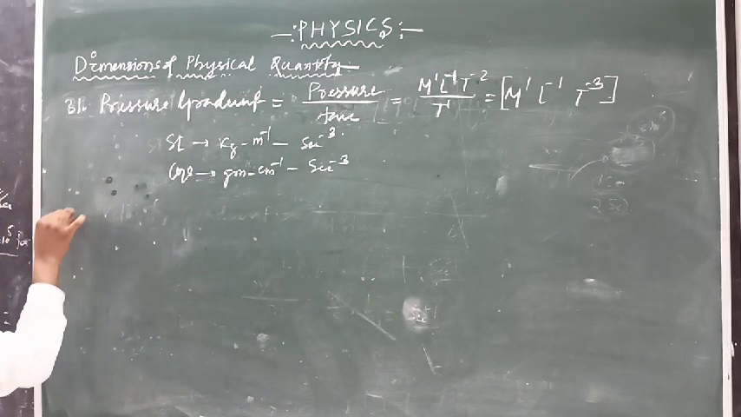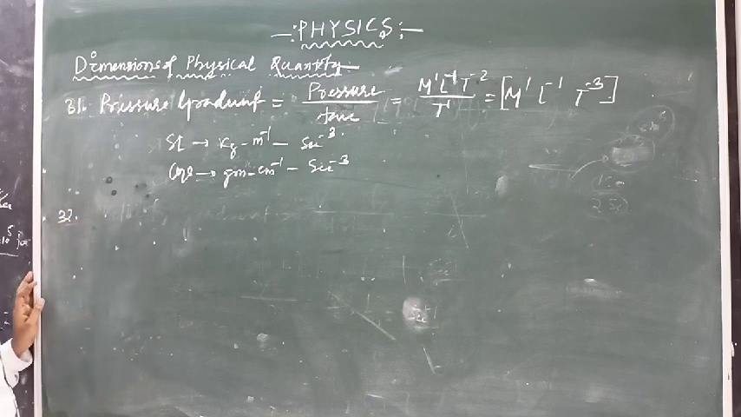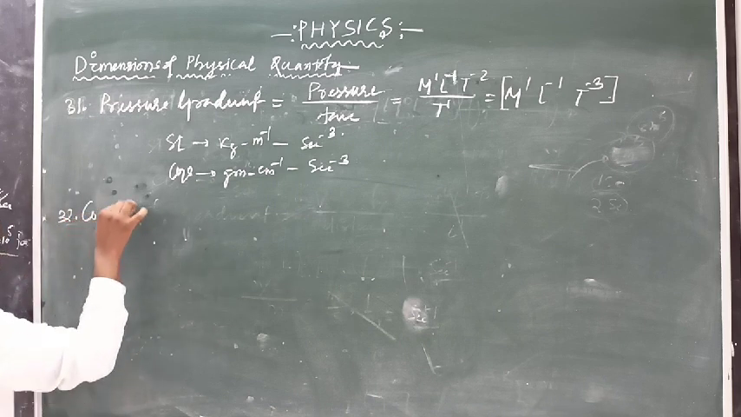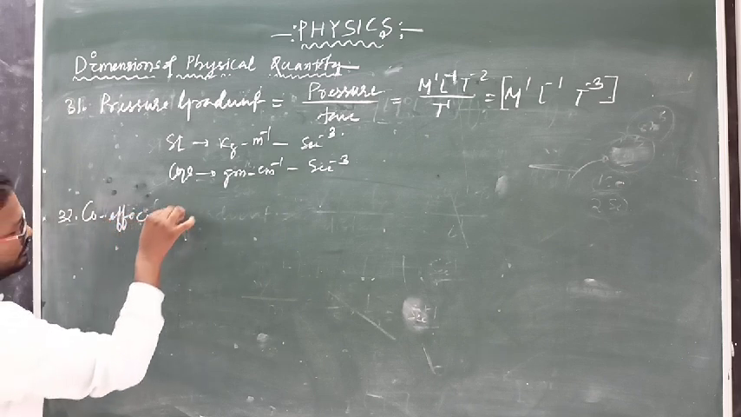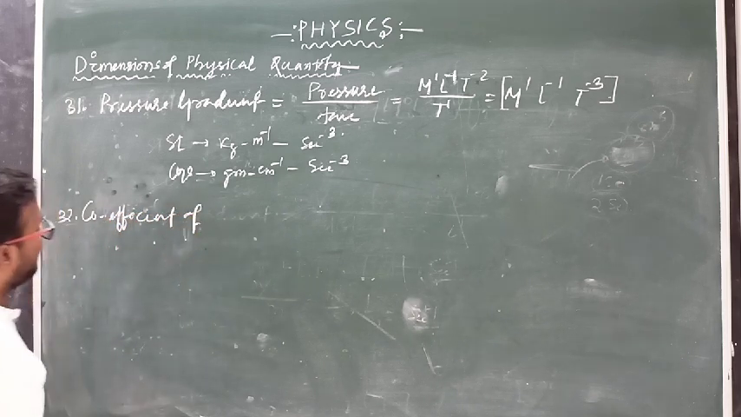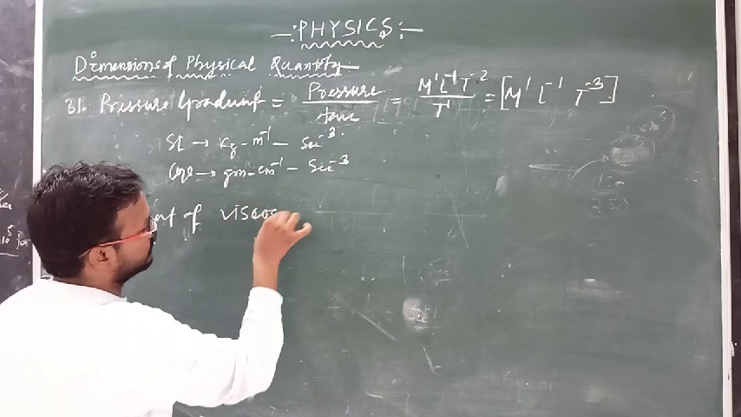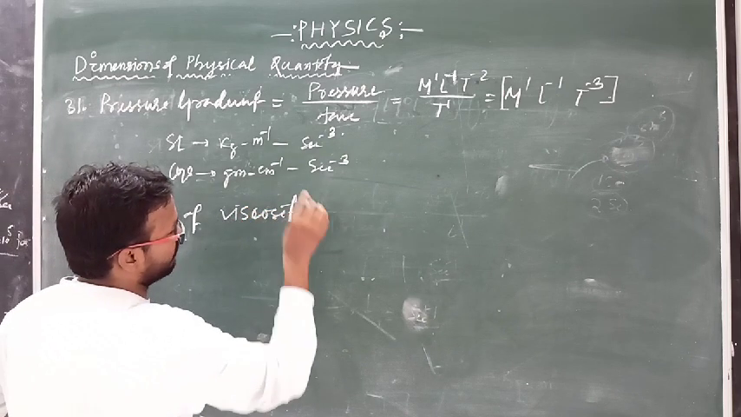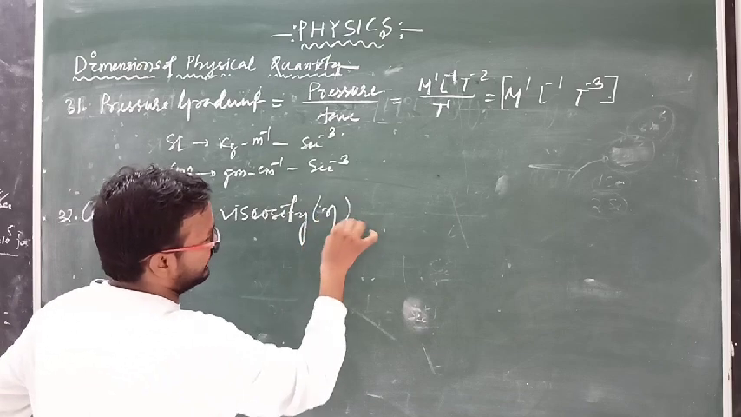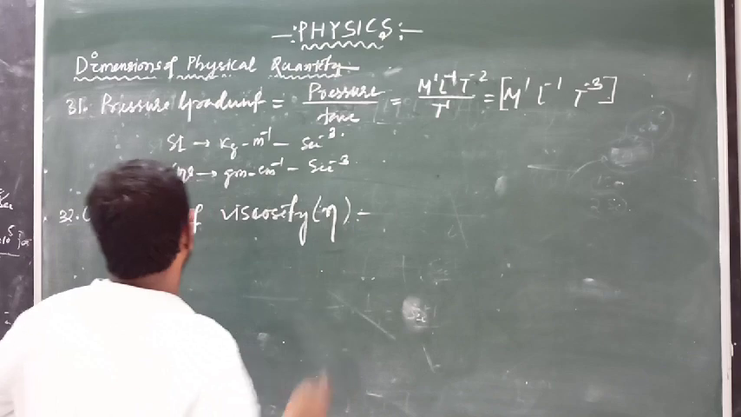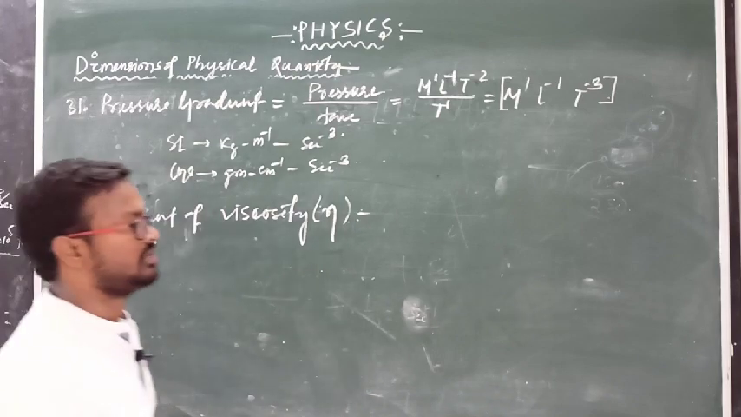In the same way you can find the dimensional formula of coefficient of viscosity. It is denoted by eta. Now we have to find the dimension of coefficient of viscosity.